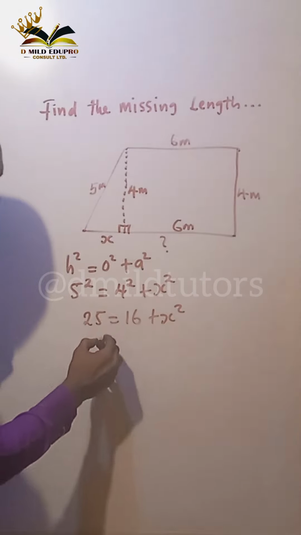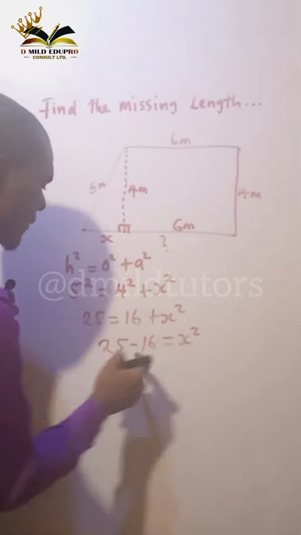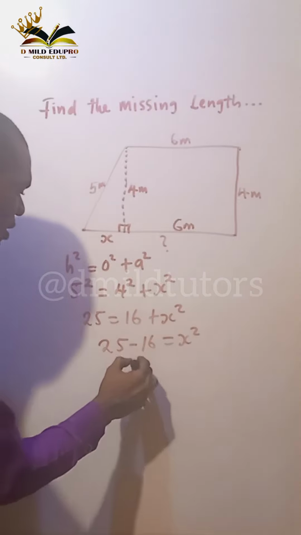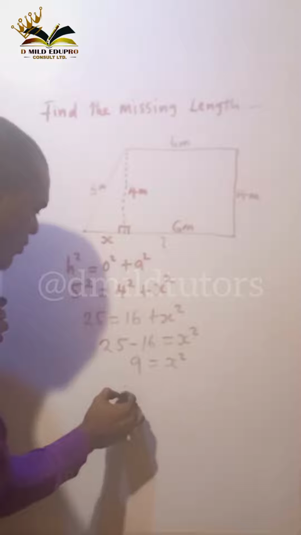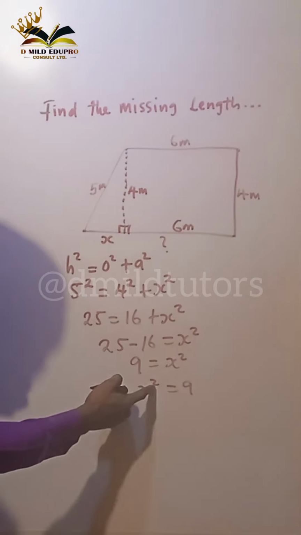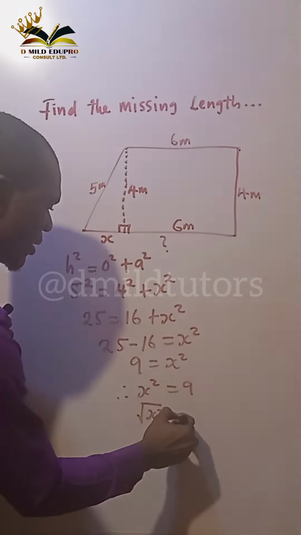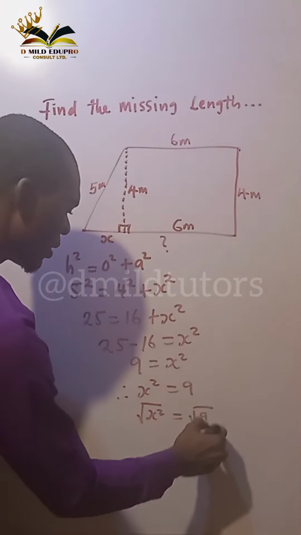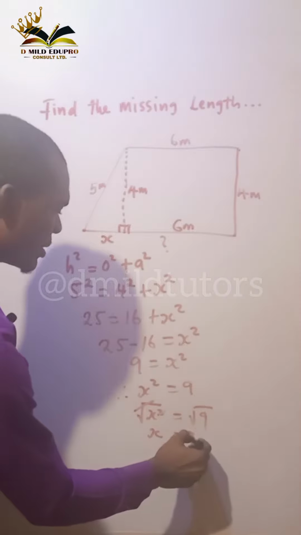Now if this goes, it becomes 25 minus 16 equals to x squared. 25 minus 16 will give you 9 equals to x squared. Now recall, this can also be written as x squared equals to 9. And now to remove this squared from here, we'll take the square root of both sides. So this will cancel, and then our x will be equal to 3.